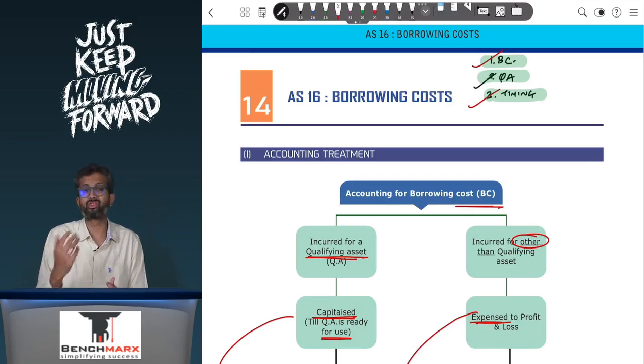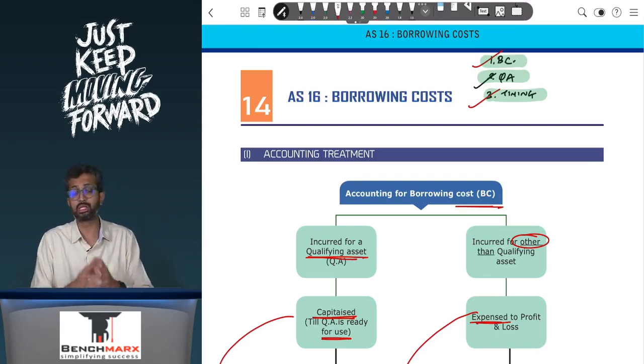Second, if you are purchasing an asset, it is assumed to be ready for use and hence no capitalization unless otherwise given. This is one point that you need to know.